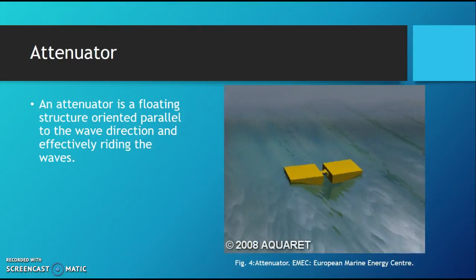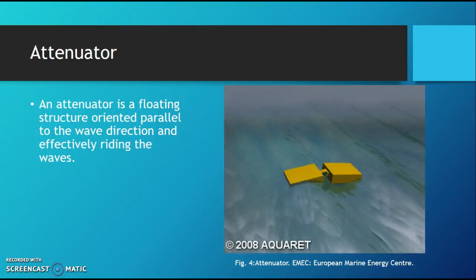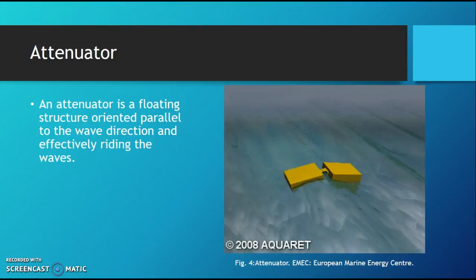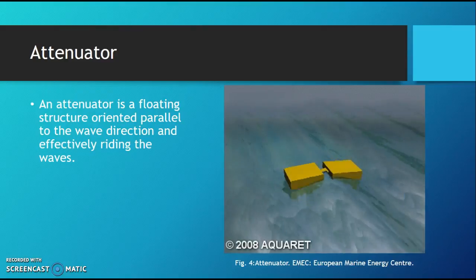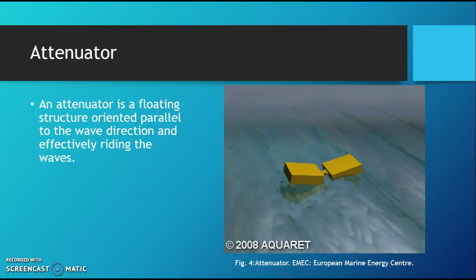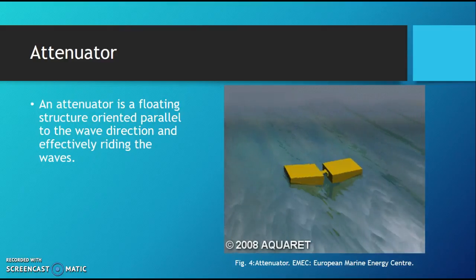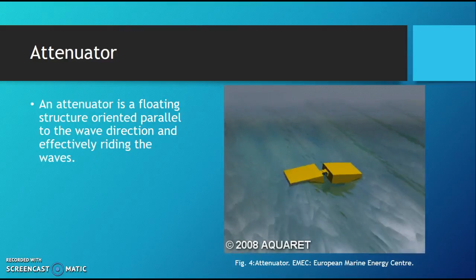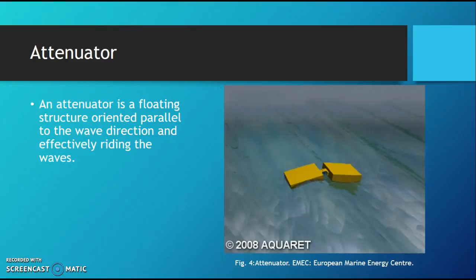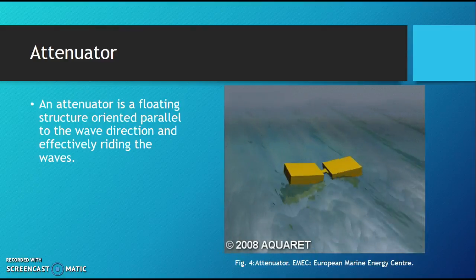The second example is an attenuator, which is a floating structure oriented parallel to the wave direction and effectively riding the waves. These devices have 2 arms that move relatively as waves pass, as shown in figure 4, and these 2 arms capture the energy.